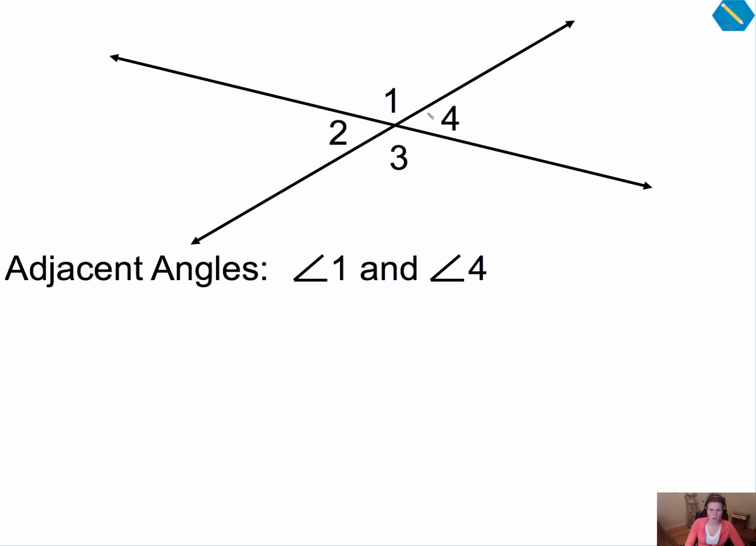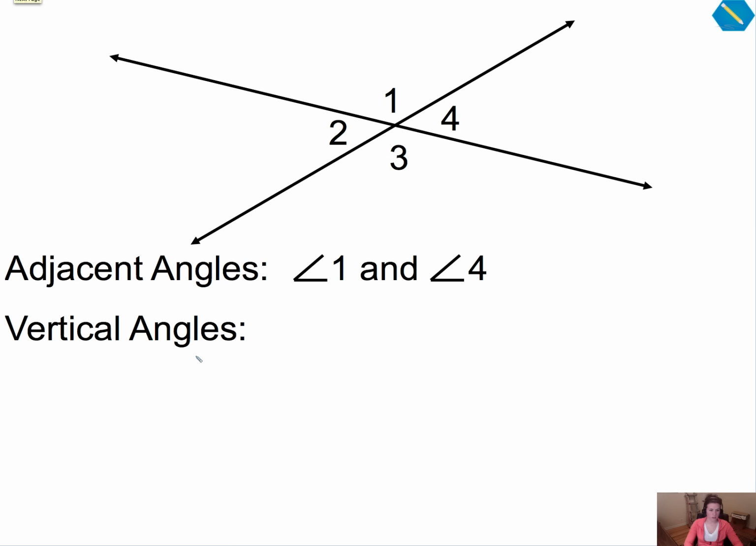Now there's many more. You could say angle 1 and 4. You could say 4 and 3. Those are adjacent. You could say 3 and 2. Or you could say angle 2 and angle 1. Okay, so there's many combinations. I just chose angle 1 and angle 4.